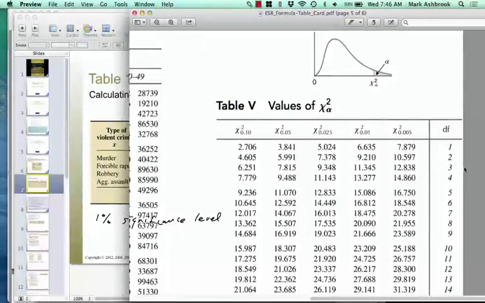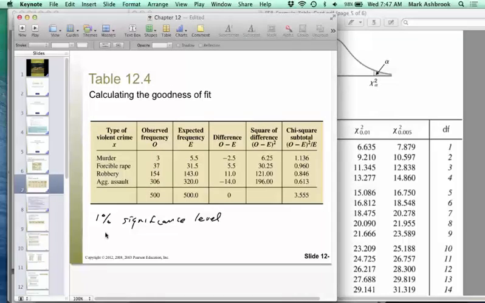And you see that you have the degrees of freedom over here, and then you have the different alpha significance levels here: 10%, 5%, 2.5%, 1%, and 0.5%. So the degrees of freedom is one less than the number of frequencies in your distribution. That number is called C. In this problem, C equals 4. There are 4 different frequencies in the distribution.